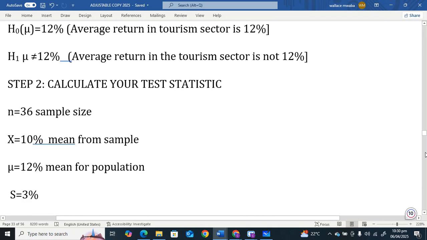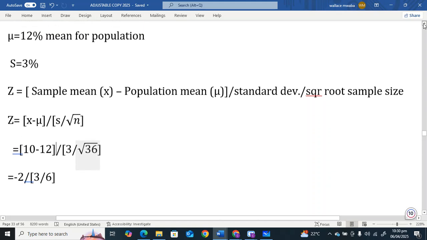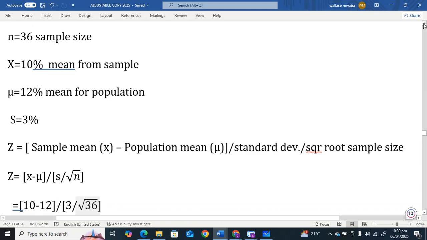The formula. Yes. This one is given. Okay. I will show you where you find it in the exam. Standard deviation.